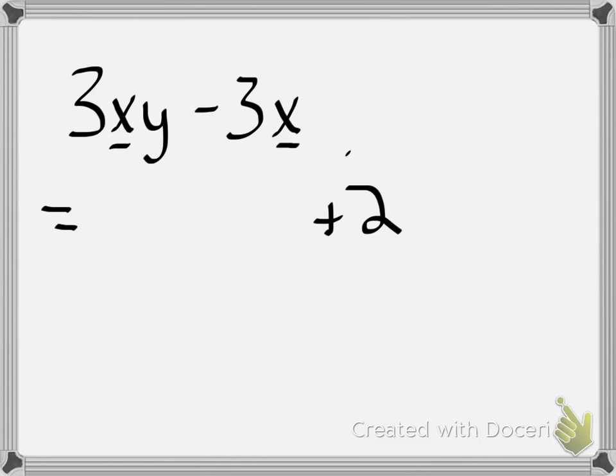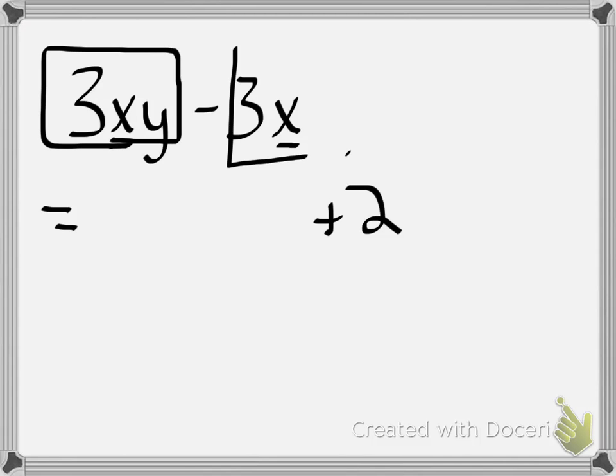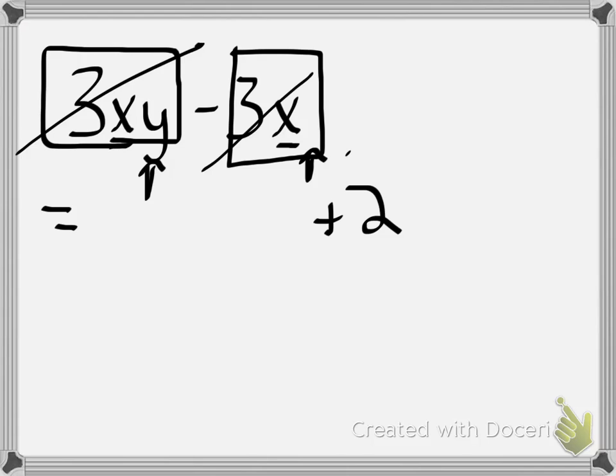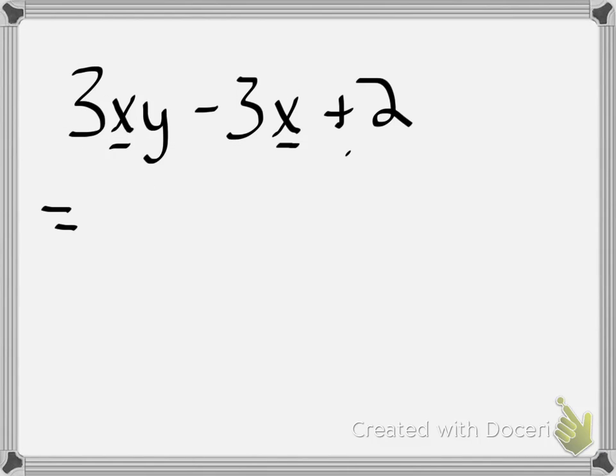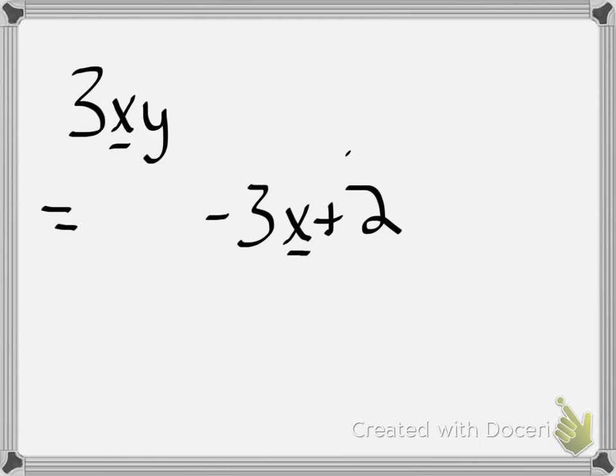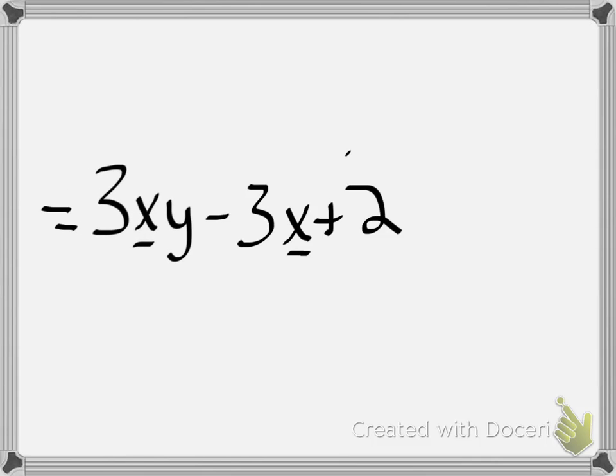Now, here's the other thing. This whole term has to be the same as this whole term. So where do you see that's different? This one has a y, and this one doesn't. So these are not considered like terms. So what do we do with things that are not like terms? We move them. Just move them straight down. There we go. Move straight down. And that's what we have.